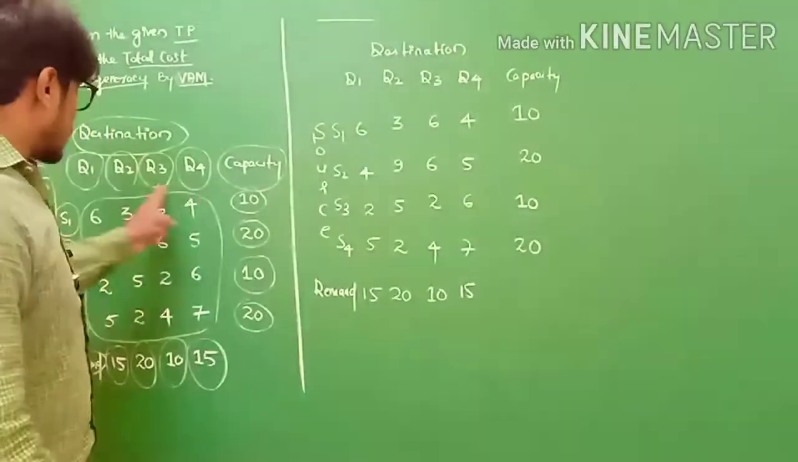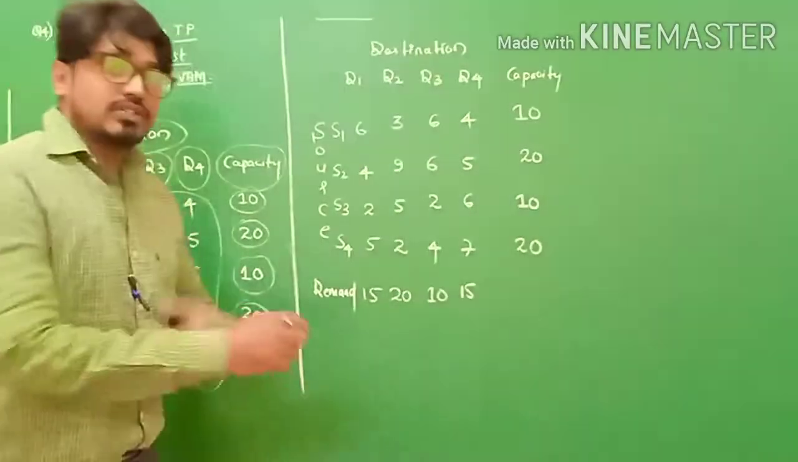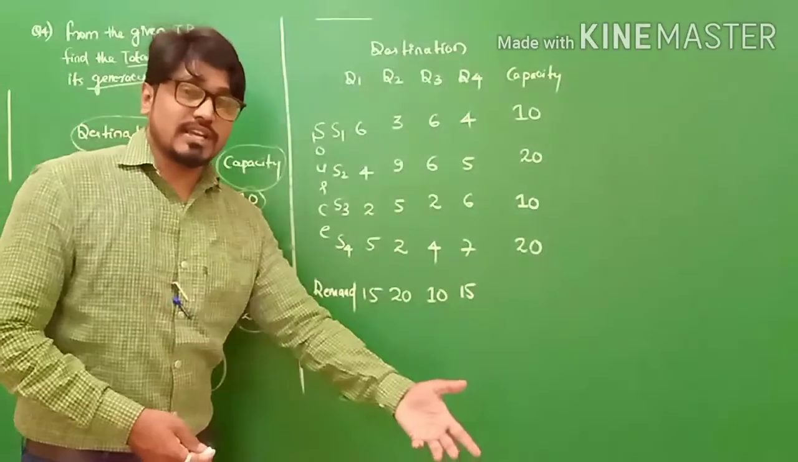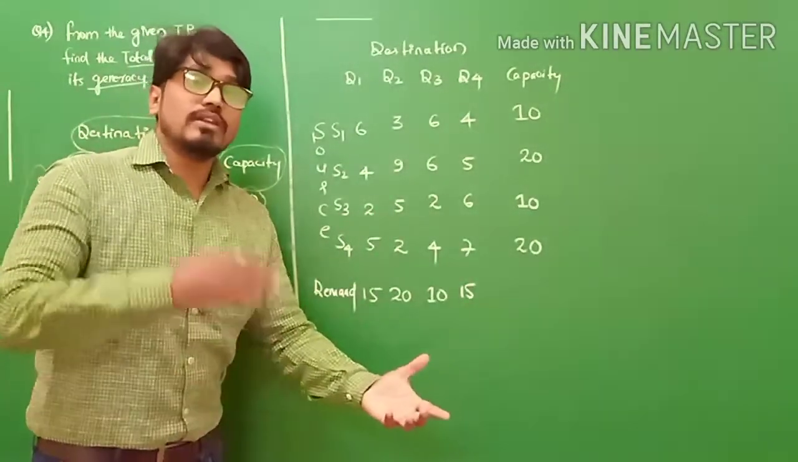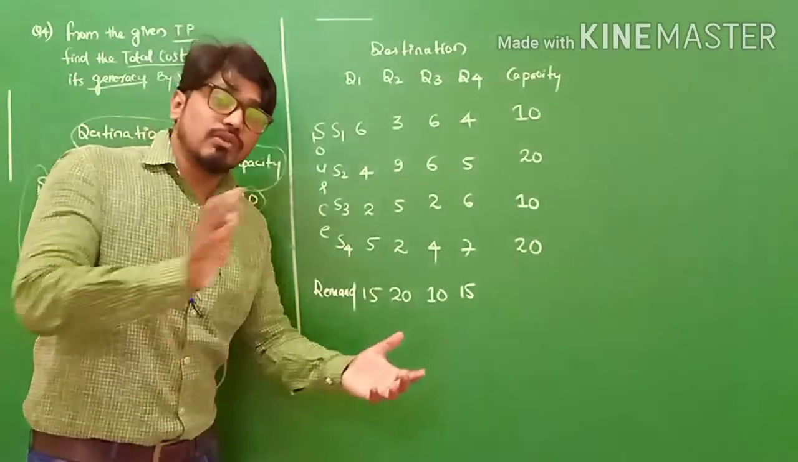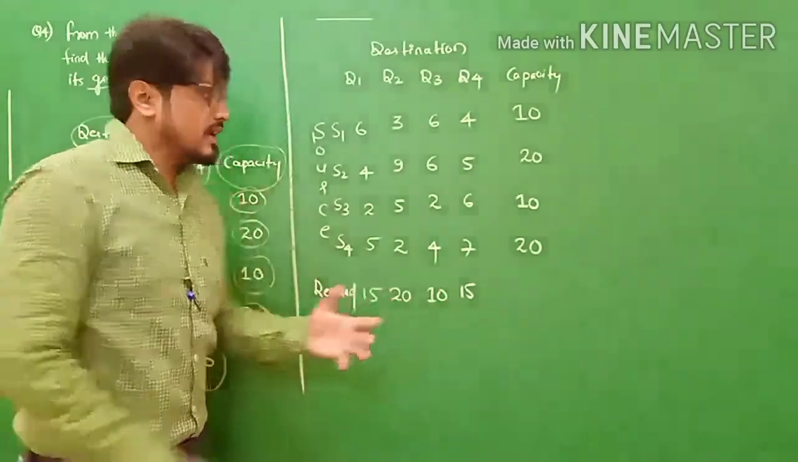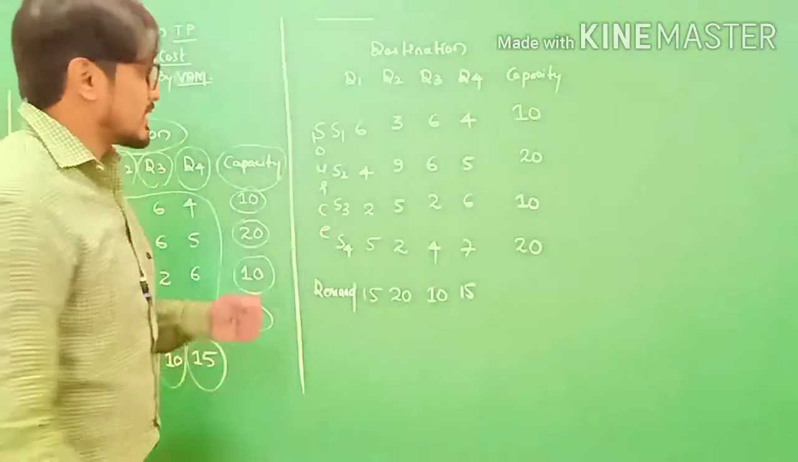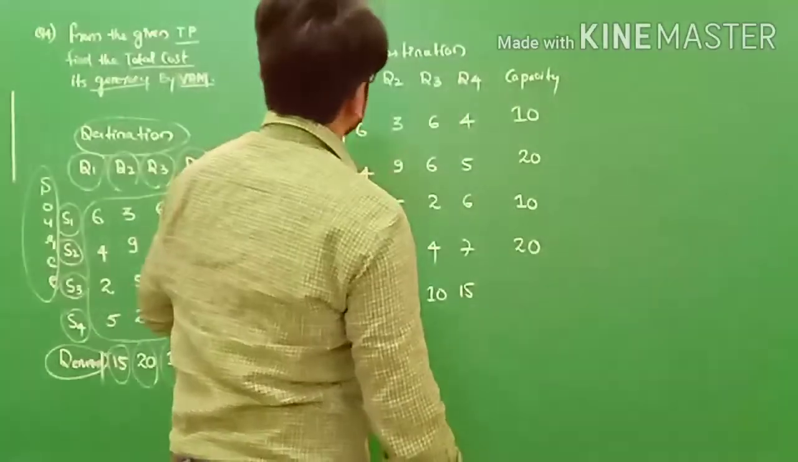Because it is already a cost, there's no need to convert it. When you are given profit, then you convert the profit matrix into a cost matrix. It is very simple. This is the matrix to proceed with, right, friends?